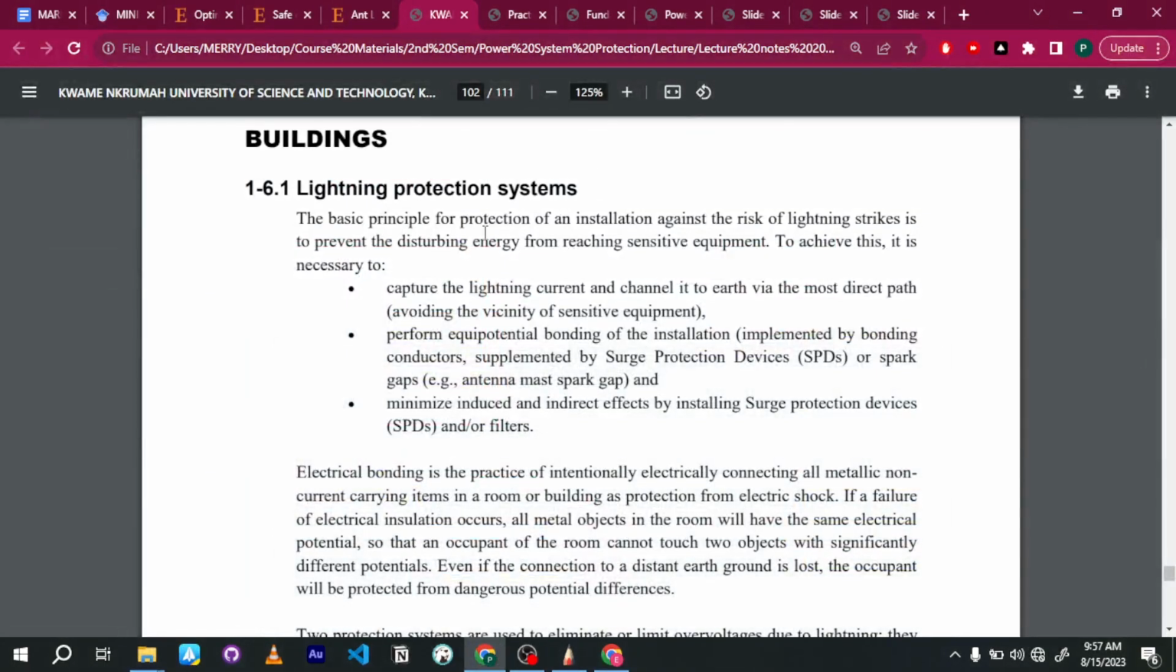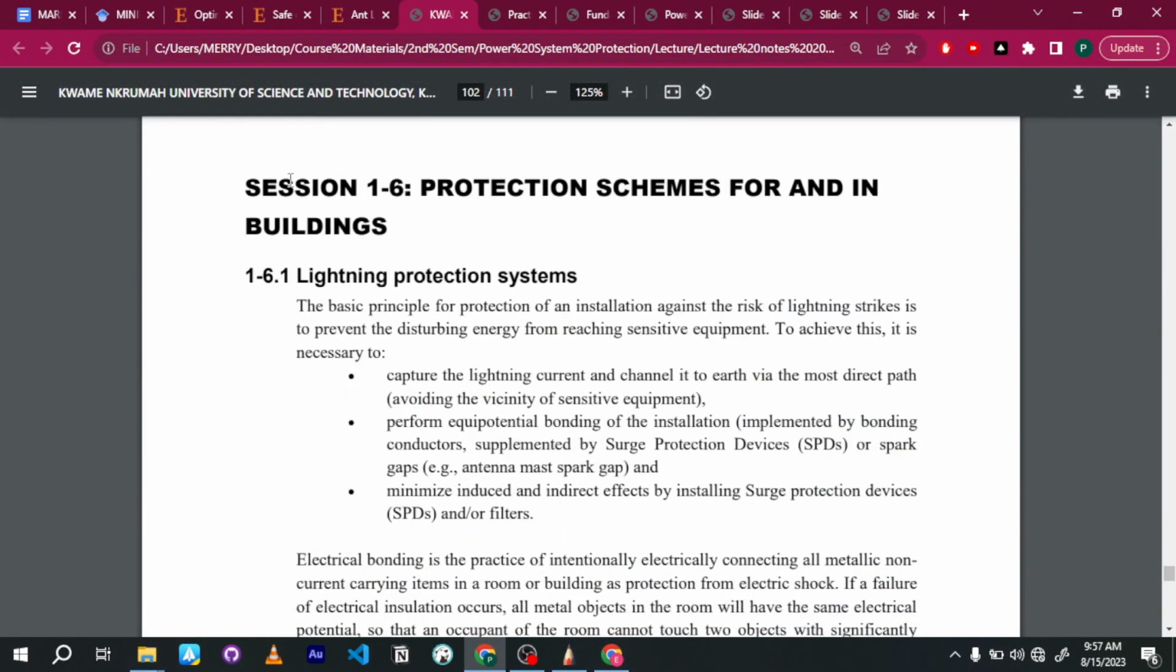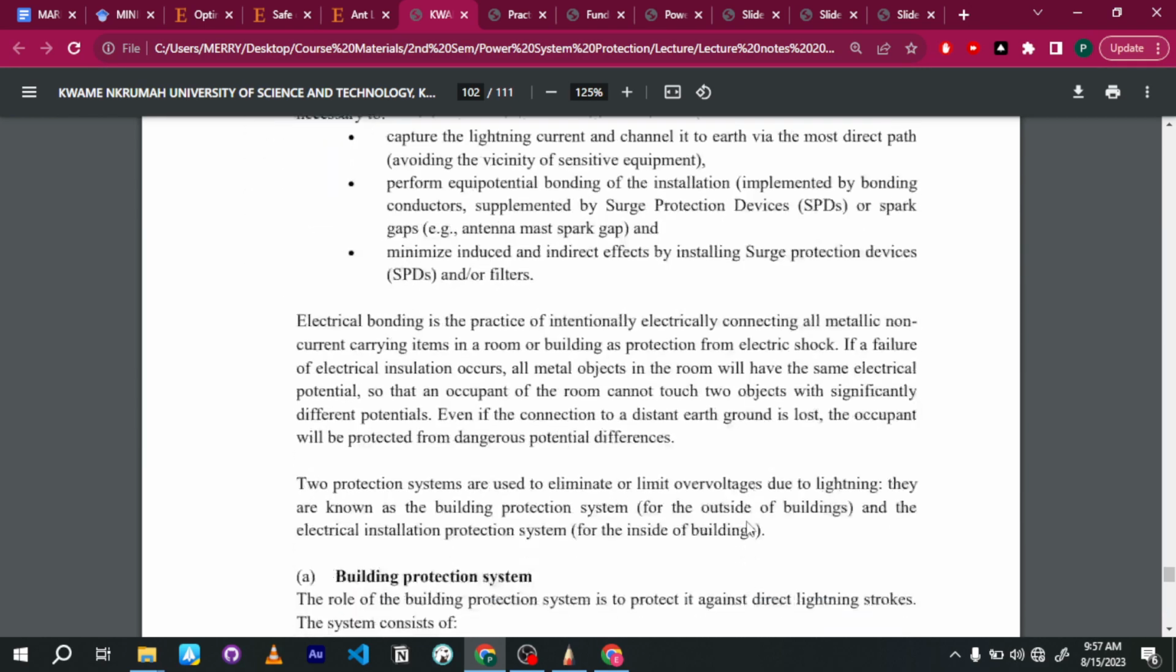Okay, so the rest of the protections, I think the book does a really good job. So let's look at the book, right? So for protection schemes in buildings, we look at the lightning protection systems. You understand?